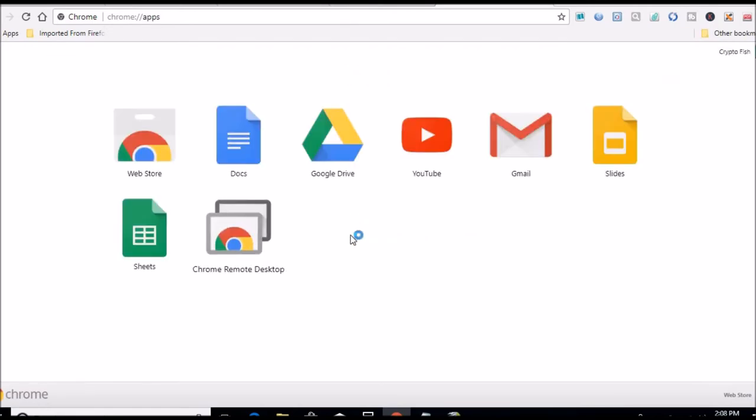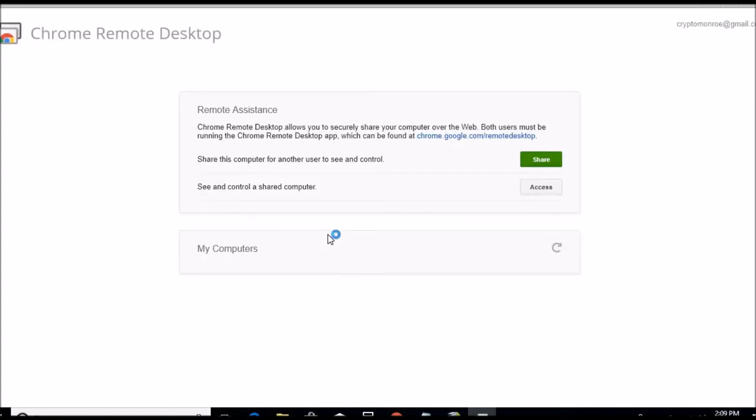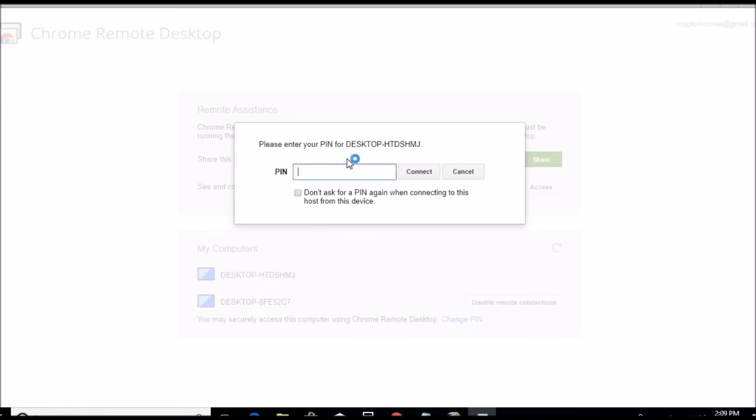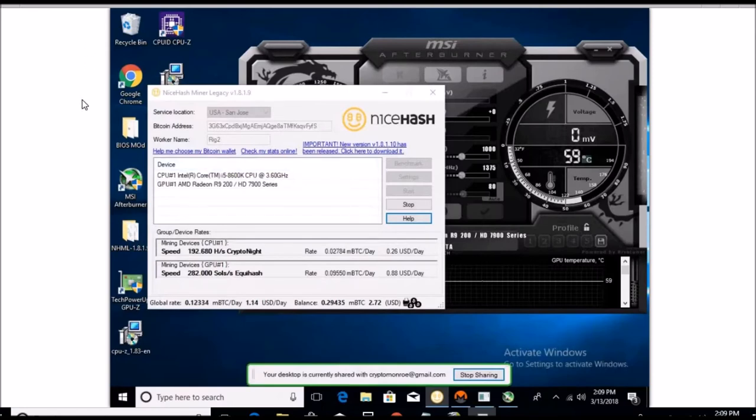All right, so let's go over now to my remote desktop. Log into my NiceHash machine, that's my second rig. Hopefully it's online. Come on, running slow today. Yep, looks like she's online. Anytime now. Alright. Loading, connecting, taking forever.